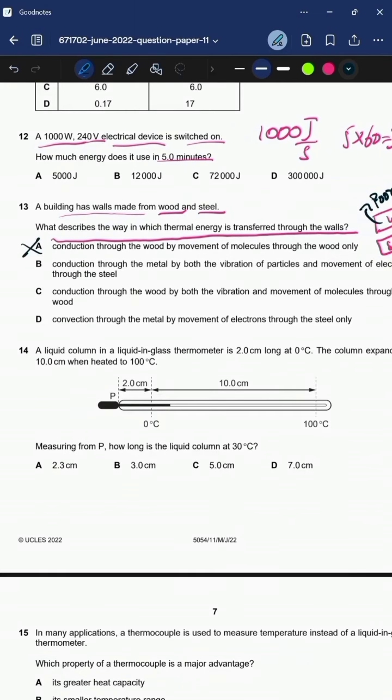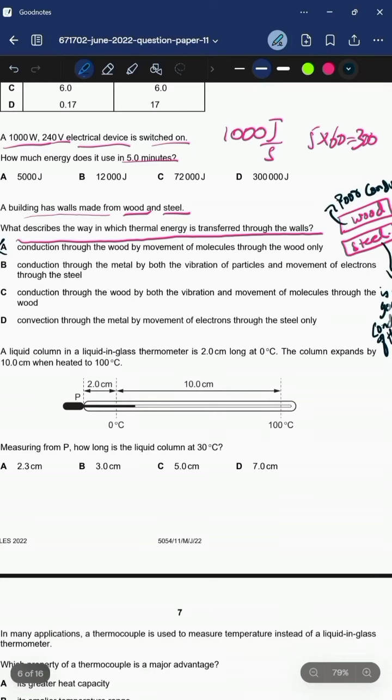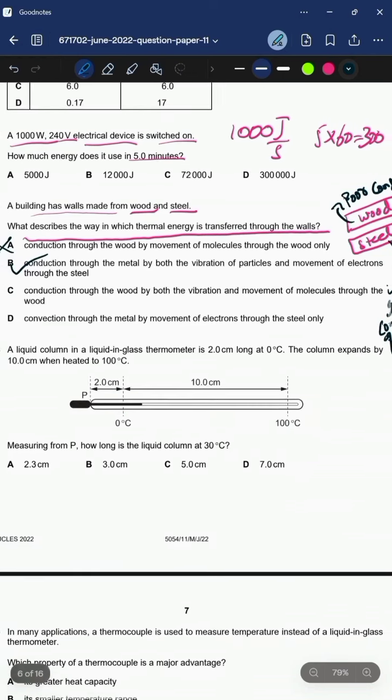We're going to go with B, conduction through the metal by both the vibration of particles and the movement of electrons through the steel. Yeah, metals are, by the way, good conductors of heat and thermal energy. So we can go with option B. Let's explore the other options as well.